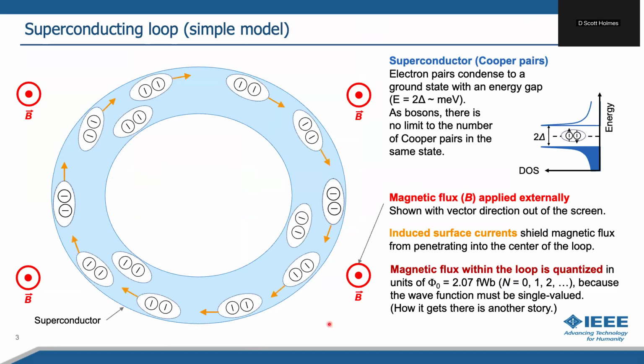Now, because it's a superconductor, the magnetic flux within the loop is quantized in units of the flux quantum. It's a small number. And because the wave function must be single valued, the wave function of the superconductor. Now, if a flux quantum goes inside, it's going to be one flux quantum at a time.